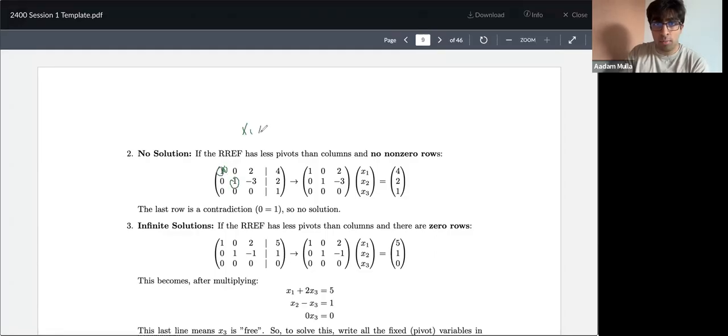So x1 and x2 are pivot variables, but x3 is a free variable because it doesn't have a leading one in it, and that one would have to be down here. And so x3 is free.